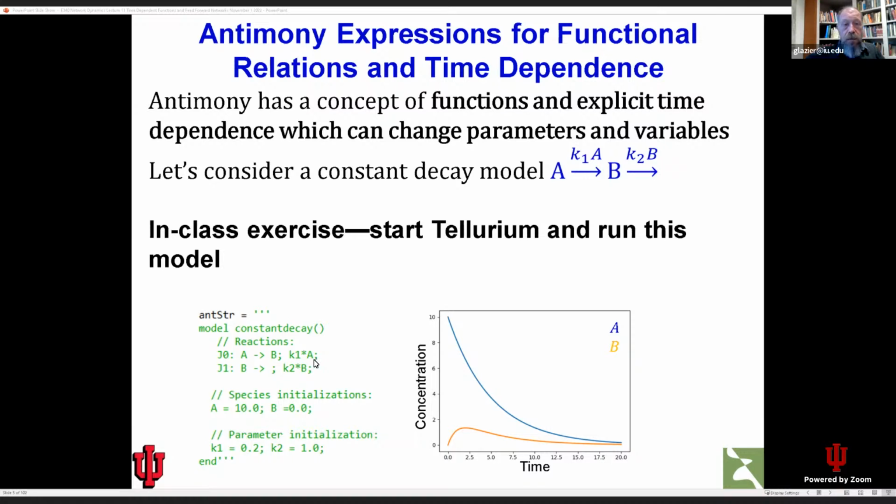A goes to B at a rate K1 times A. B goes to nothing at a rate K2 times B. We start out with 10 units of A, no B. Set our parameters here. I've got 0.2 and 1. They could be 1 and 1. We run that and we see concentration versus time like this.